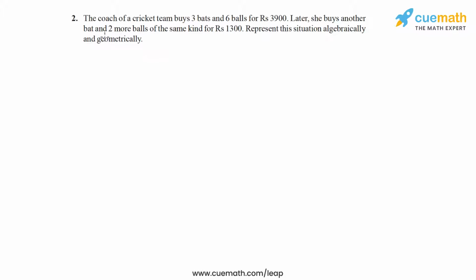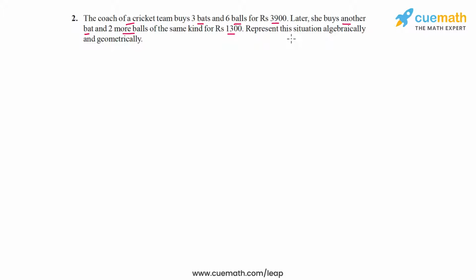Question 2 of this exercise says, the coach of a cricket team buys 3 bats and 6 balls for 3900 rupees. Later, she buys another bat and 2 more balls of the same kind for 1300 rupees. Represent this situation algebraically and geometrically.